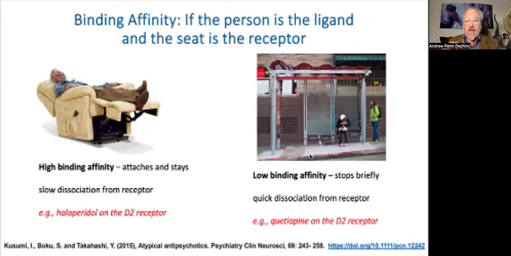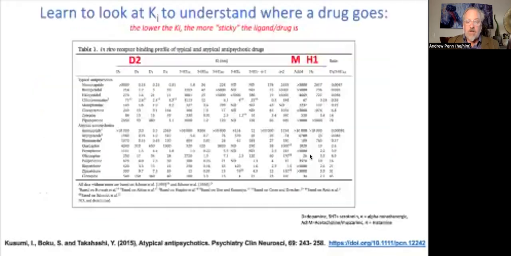Now, a drug that has lower binding affinity for the D2 receptor would be quetiapine or Seroquel. This is a drug that's going to come by that receptor, which is represented by the bus seat here. It's going to sit down for a few minutes, and then it's going to get up and move along when the bus comes along. It's not going to stick around very long. Nobody sits all day like this Lazy Boy guy on a bus seat if you can help it. So quetiapine has low binding affinity for that D2 receptor.